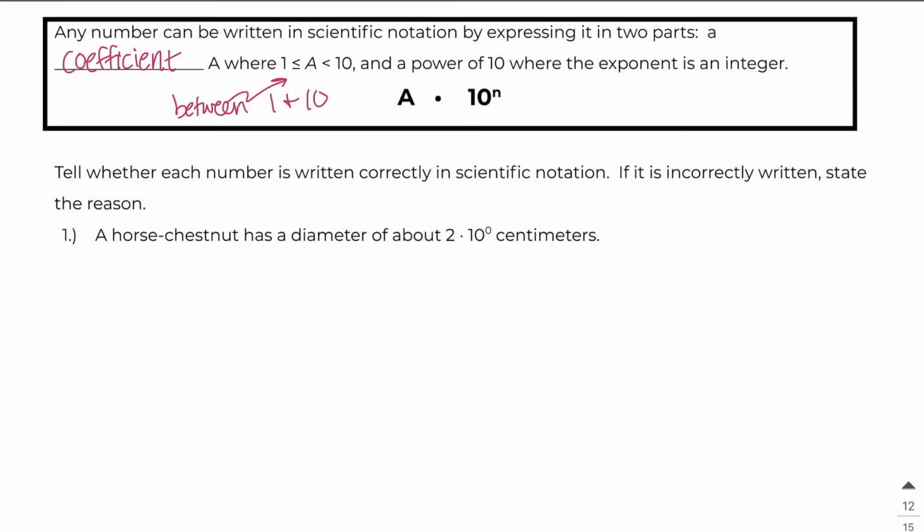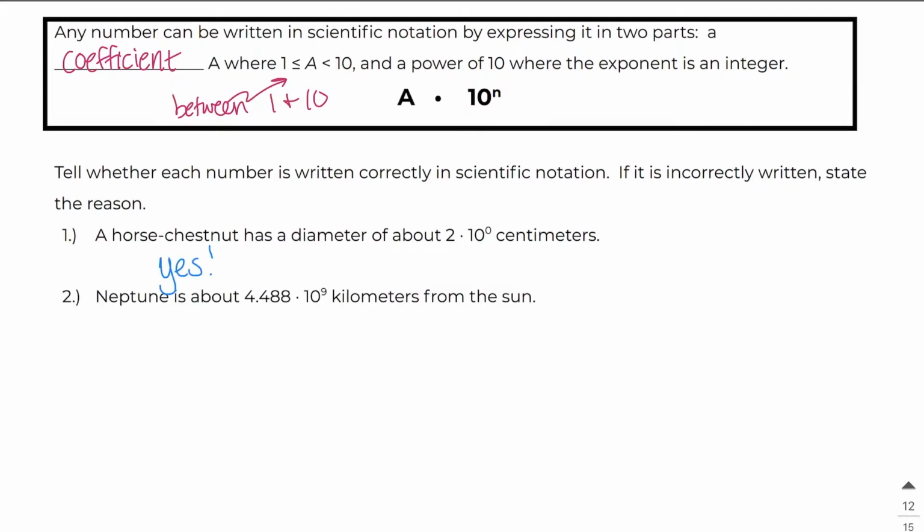So for example, right here, it says, tell whether each number is written correctly in scientific notation. If it's incorrectly written, state the reason. So our first example says a horse chestnut has a diameter of 2 times 10 to the power of 0 centimeters. So as long as this number is between 1 and 10, which it is, as long as we've got times 10 and it's to some power that is an integer, then this is correctly written in scientific notation.